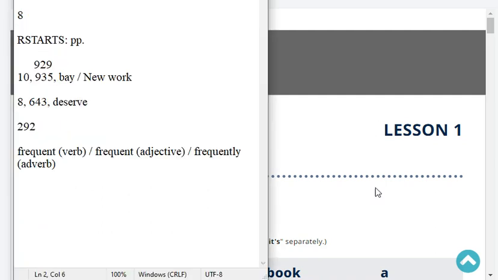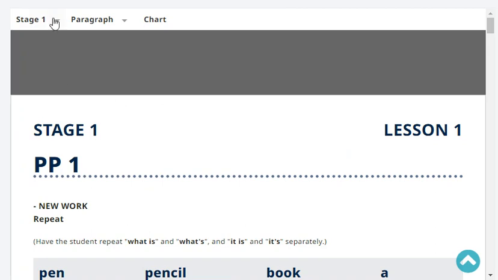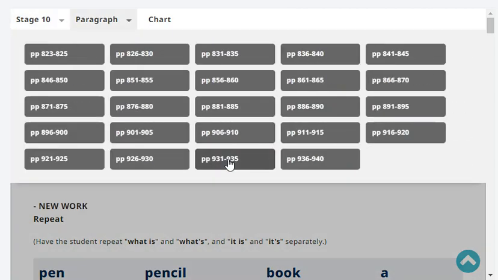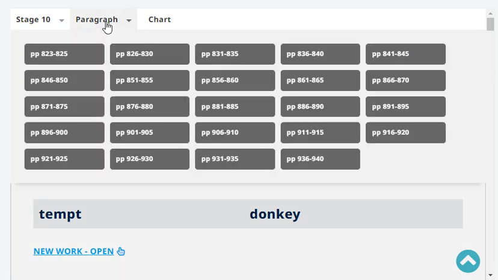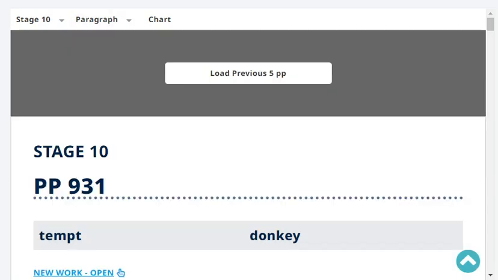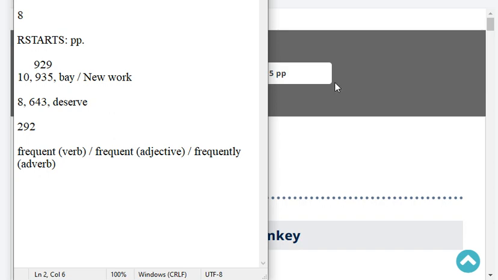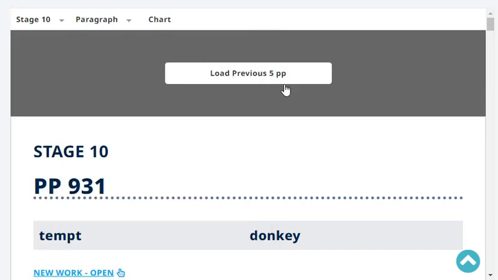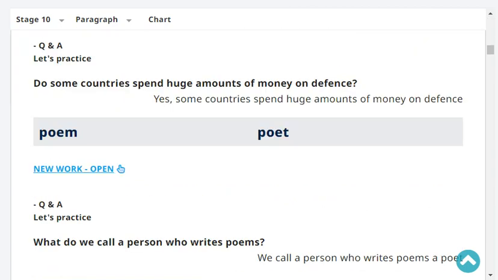Note says we are at stage 10, paragraph page 935. Okay, here we go. And our last headword was Bay, Newark type of lesson. Yes. Okay, so let's start with revision. Ready? Okay.